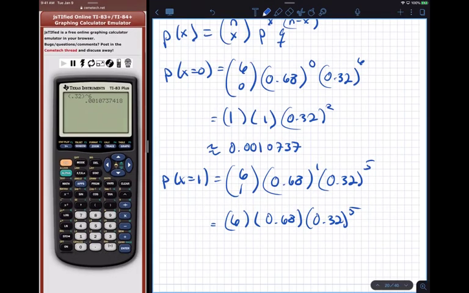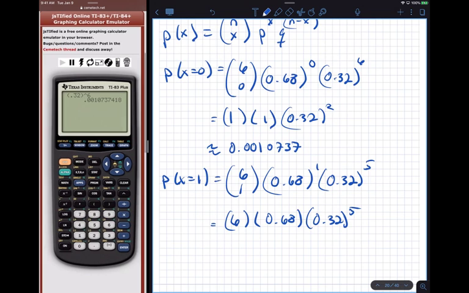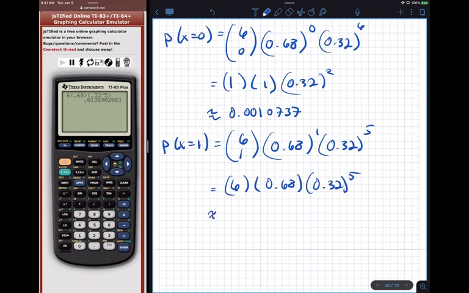So we're just going to say 6 times 0.68 times 0.32 to the power of 5, and this is approximately 0.03902. I don't want to round, I'm trying to take it out to the long decimals. I try not to round until the very end. The earlier we round, the more it skews our data. That's fine.